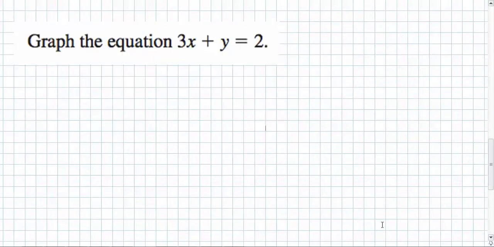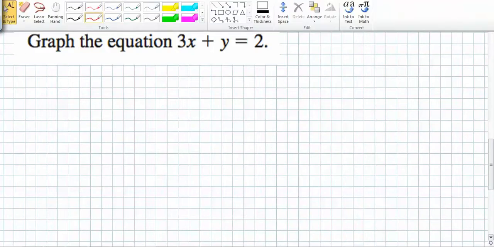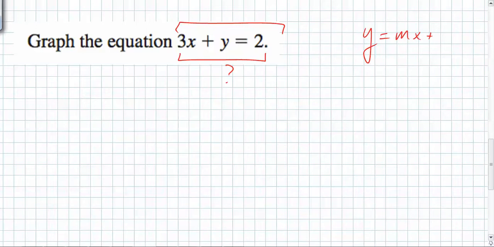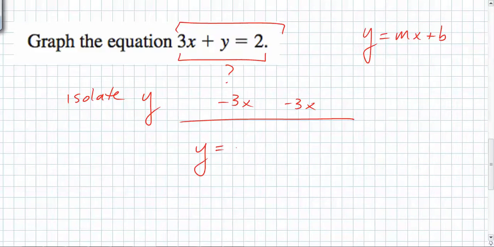Given an equation, 3x plus y, you might be asked to graph it. So let's try that using slope-intercept form. The first thing you're going to ask yourself is, is this in slope-intercept form? It is not, because it needs to be in the form y equals mx plus b. We need to isolate y. We're going to do that by subtracting 3x from both sides. And we end up with y is equal to negative 3x plus 2.